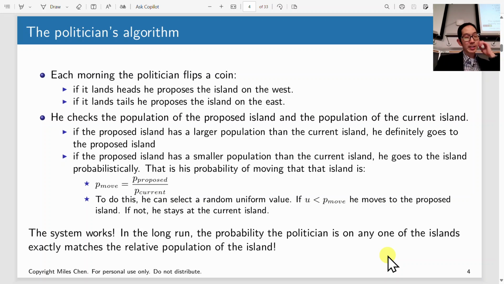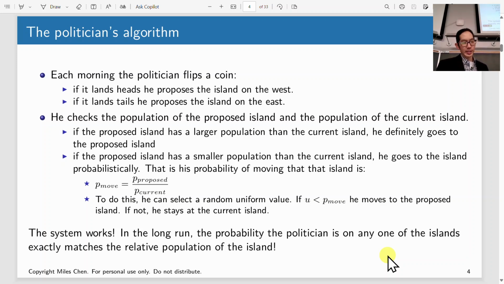But anyway, basically, the set of rules that the politician will use as far as where to go next is the politician starts by flipping a coin, and depending on how the coin lands, it will either propose the island to the east or to the west. So we have a 50% probability of proposing either an island to the east or to the west. And then we have to make a decision regarding whether to visit that island that was proposed or not. So sometimes an island is proposed and we don't go there. Sometimes an island is proposed and we do go there, okay?